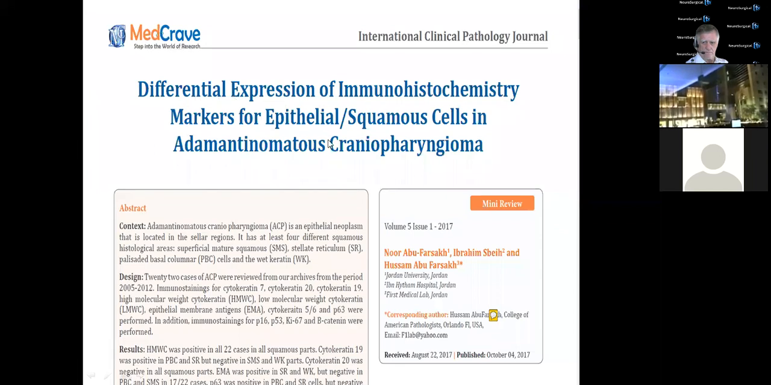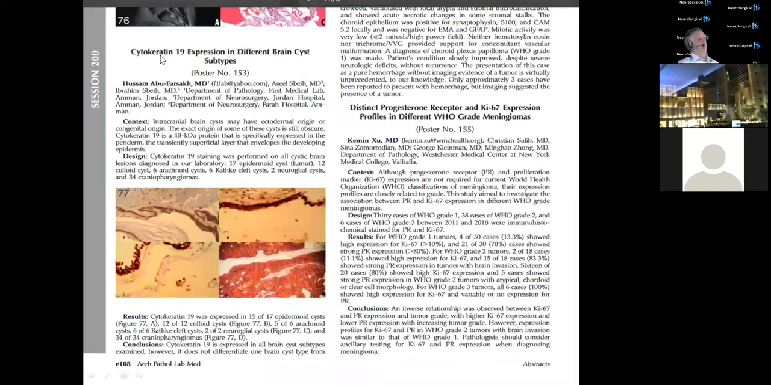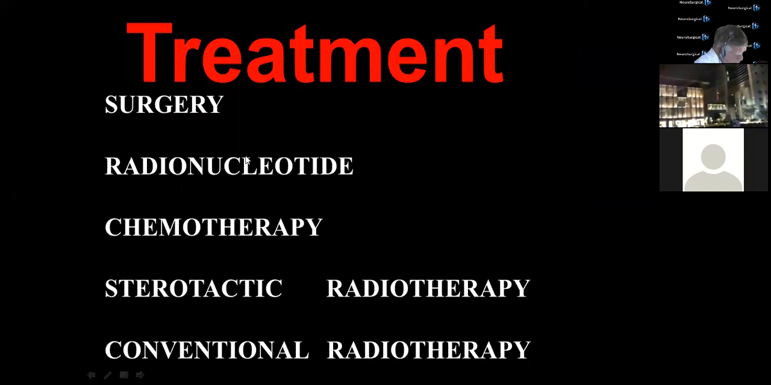And this is another paper that we published in the International Clinical Pathology Journal. This is cytokeratin 19, which we presented at the College of American Pathologists meeting in Nashville, Tennessee, and it was accepted. We pointed out, and this is the first time I saw it in the literature, that cytokeratin 19 stains all cystic lesions in the brain, regardless. And probably this is because cytokeratin 19 is present in the very early cells in the brain tissue. Most of the cysts in the brain tissue originate from embryonic origin, although they may present later in life. That's why cytokeratin 19 is probably present in all these cases. Thank you.